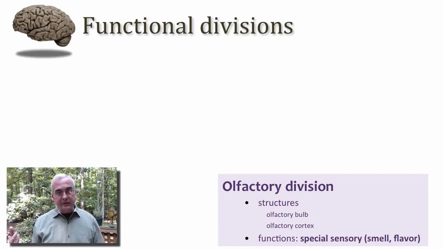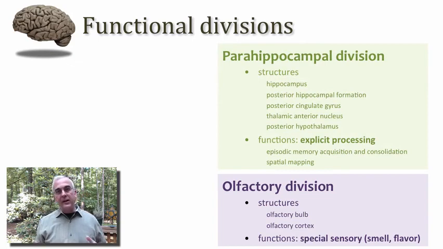And the olfactory cortex extends over much of the ventral and medial distribution of the forebrain, including structures that are associated with this limbic forebrain. And so that olfactory cortex, together with the olfactory bulb, is involved in special sensory functions associated with olfaction, of course, with the sense of smell, and together with gustation, olfaction and gustation contribute to a sense of flavor. So there is indeed an olfactory division of the limbic forebrain. There is also what I like to call a parahippocampal division of the limbic forebrain.